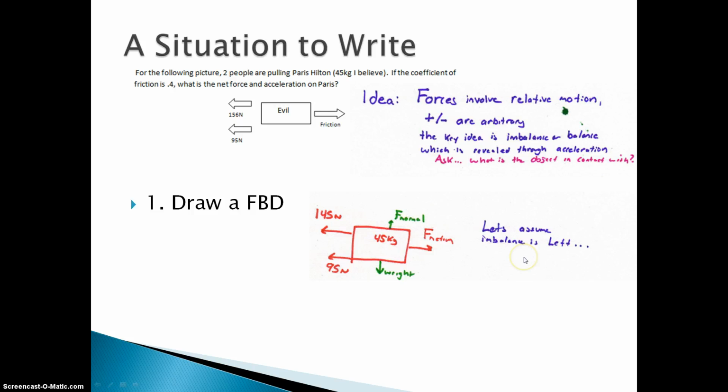And I'm going to say, let's assume the imbalance is left. We can't be sure of it, though. It could be that Paris Hilton's slowing down because she has so much friction, it's overwhelming these two forces. Let's just assume the imbalance is left. That means the acceleration is left, too. I'll talk about what we know if we assumed wrong.